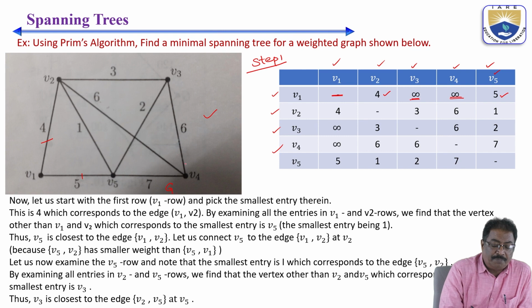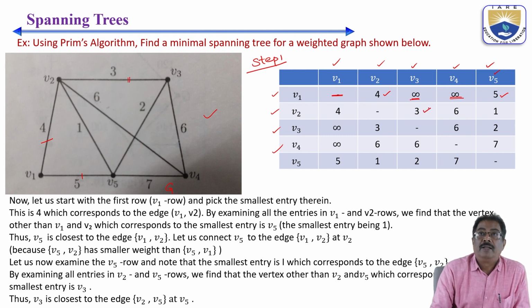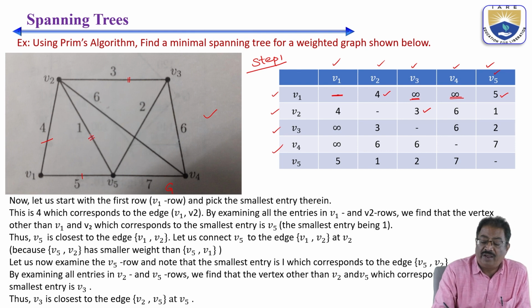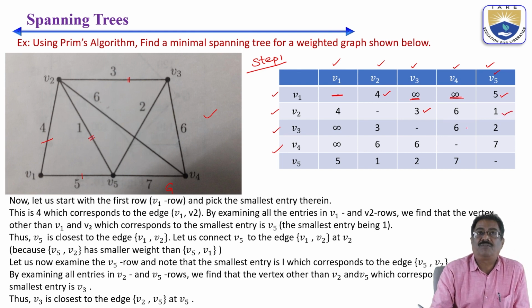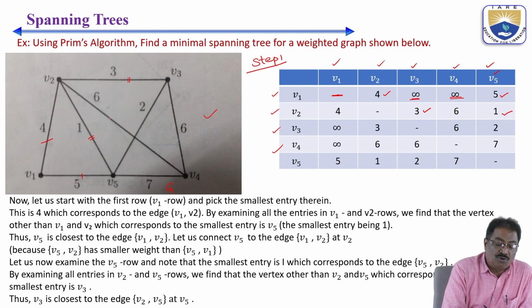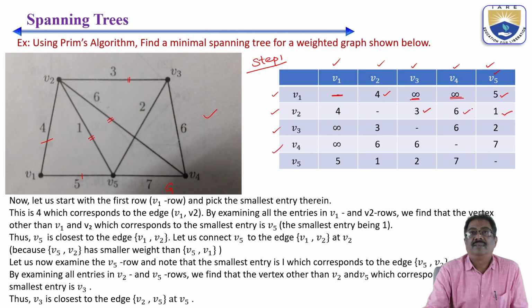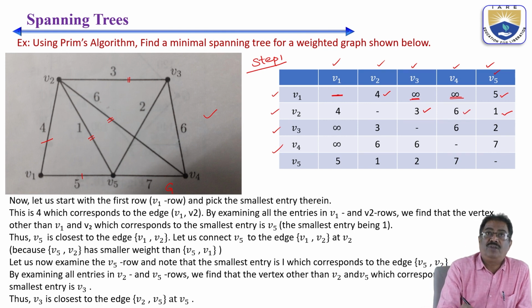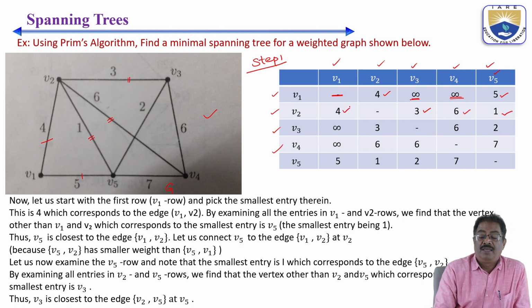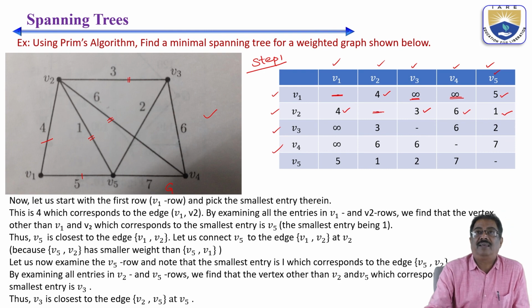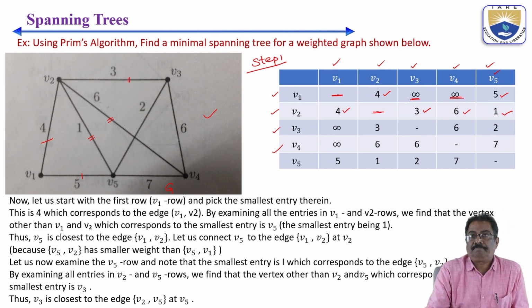Similarly, from V2, if I am taking V2 to V3, there is an edge, so I just put the corresponding weight. And V2 to V5 is also an edge, so that is 1, so we put that value. And V2 to V4 also has the weight 6, so we can consider the weight. V2 to V1 is already there, 4, so that we can keep. And V2 to V2 is not there, so we put empty.